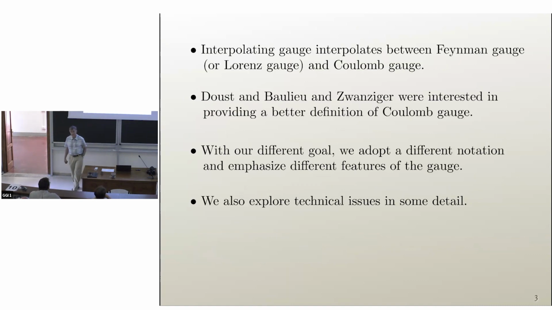What it does is it interpolates between Feynman gauge or Lorentz gauge and Coulomb gauge. Dust and Baulieu and Zwanziger were interested in this interpolating gauge because they wanted to better define what Coulomb gauge is. As you may know, if you just naively start to calculate in Coulomb gauge and you have enough loops, things go bad. So this way they could have a good definition of it. Well, our goal is not that. I don't really care about Coulomb gauge.